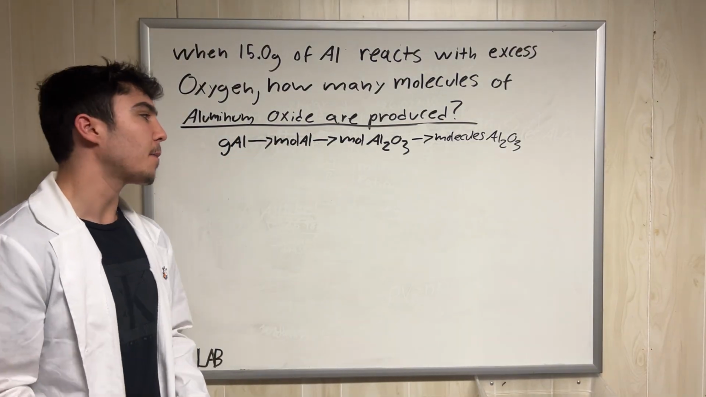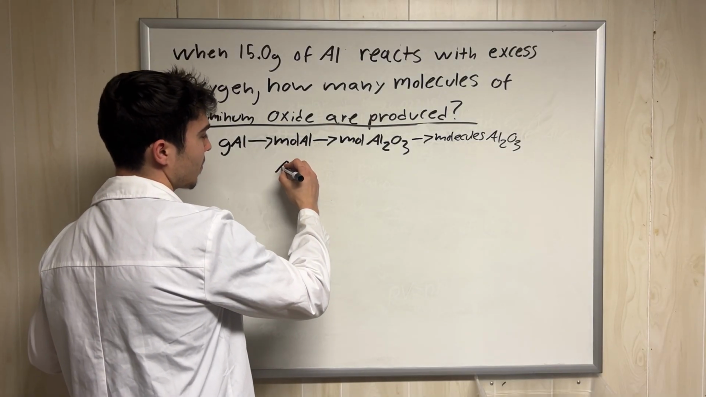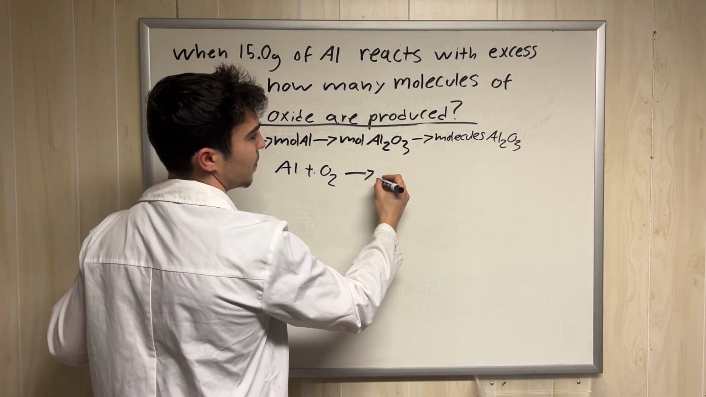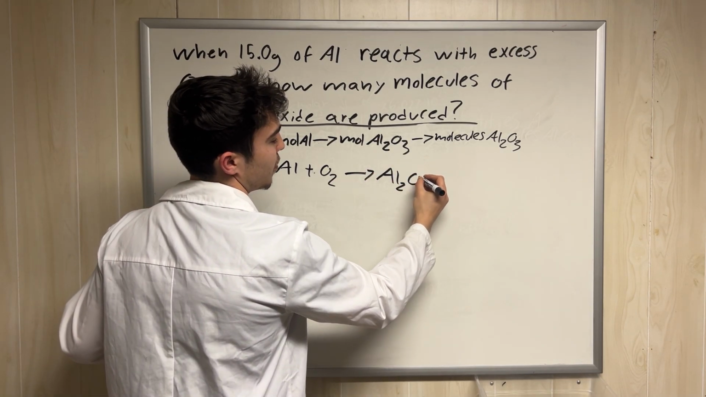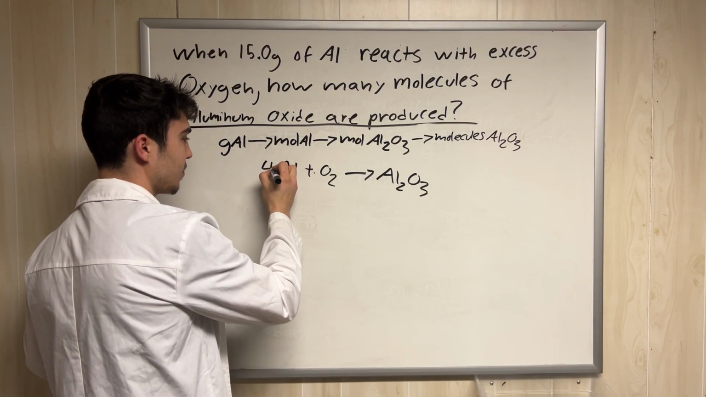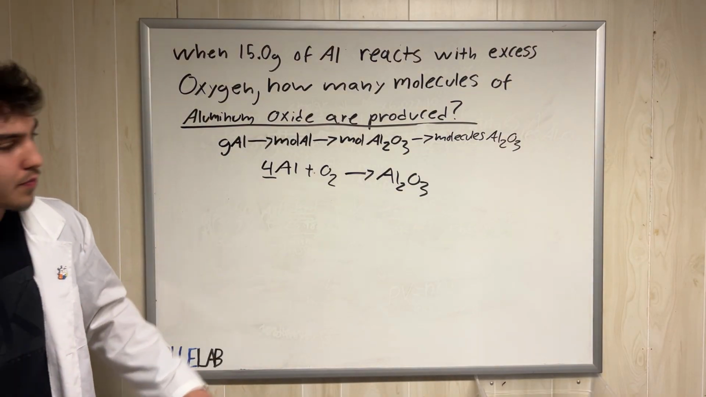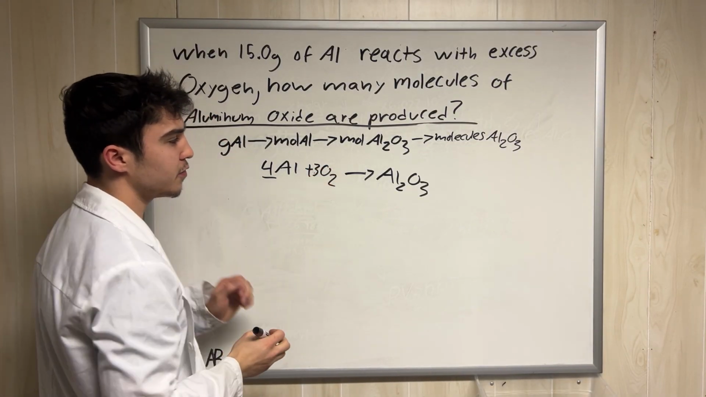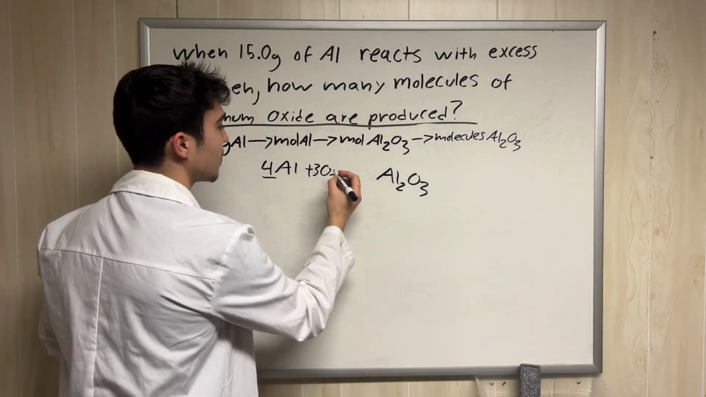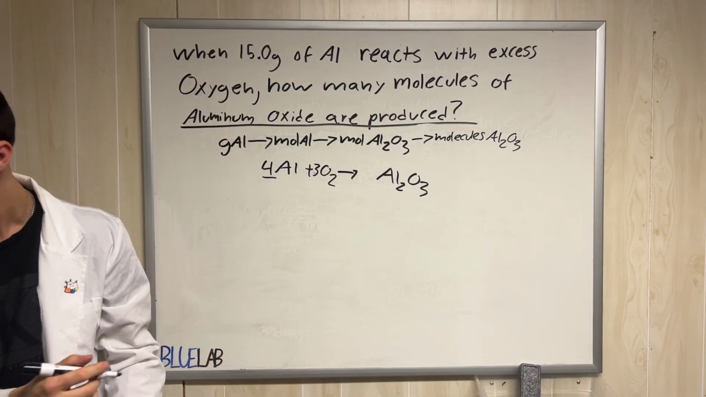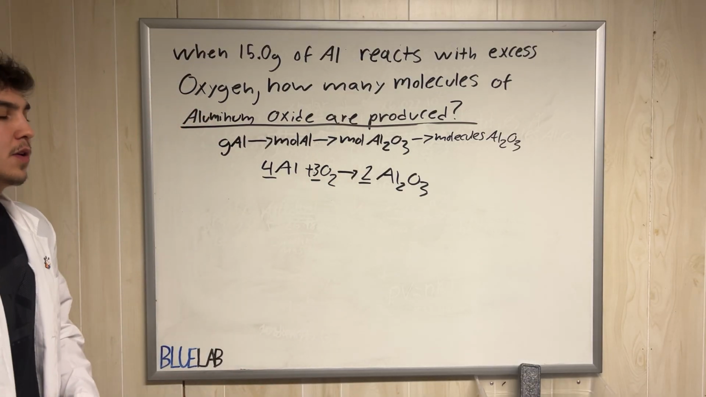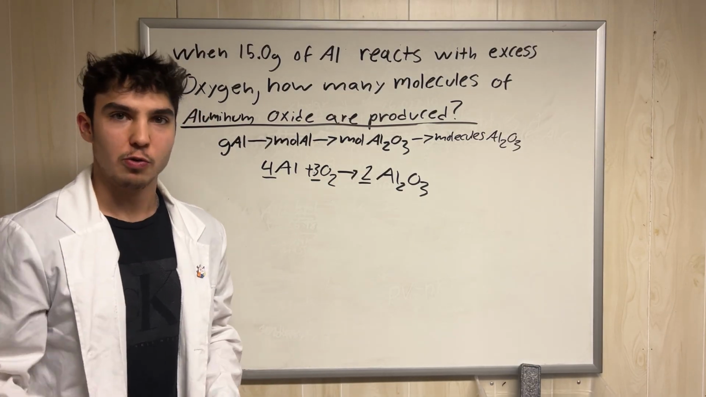So now to begin, let's write our balanced equation. Al plus O2 yields Al2O3. Now we've got to balance this real quick. 4 moles of aluminum, 3 moles of O2, yields 2 moles of aluminum oxide. So from here, we can start our actual arithmetic.